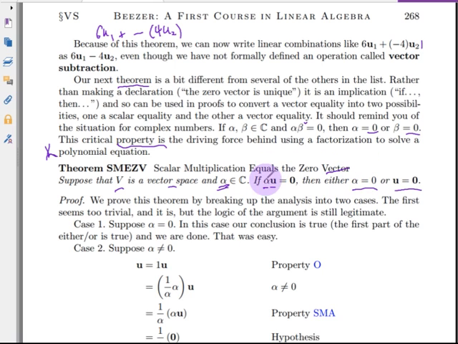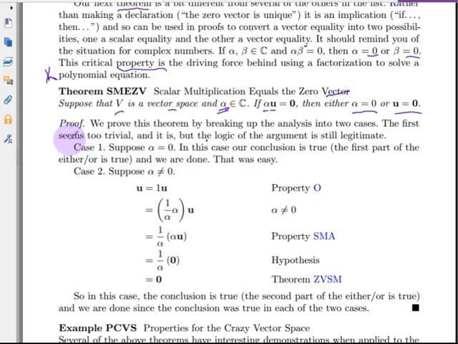Okay. And if you think about how you would prove this in ordinary arithmetic, we're going to do a similar proof. In this case, if you wanted to show that u was 0, for instance, you'd multiply both sides by 1 over a. Of course, you can't multiply by 1 over a if a is 0. So we're going to do the very same thing here. Okay, so there's actually two cases.